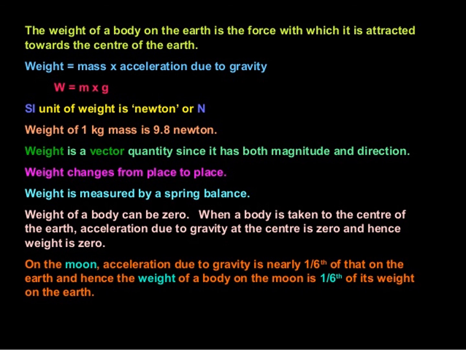Weight is measured by spring balance, and the weight of the body can be zero, because we know that whenever a body is taken to the center of the earth, the acceleration due to gravity at the center of the earth is zero. So the weight of the body at the center of the earth is zero. So weight of the body can be zero.